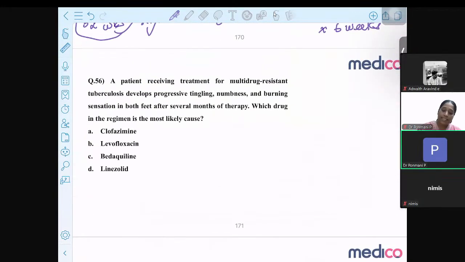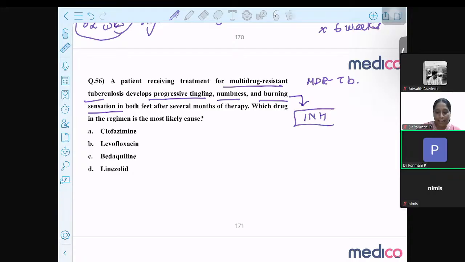A patient is receiving treatment of MDR-TB, multi-drug resistant TB, and now he develops progressive tingling, numbness, and burning sensation in both feet. Now, when you remember tingling, numbness, what is the first drug which strikes your mind? It is INH. Okay. So yesterday we saw a table which incorporated all the TB drugs, if you remember. Under that, there's one more drug which caused peripheral neuropathy, which is there in the option. If you recall, it is linezolid.